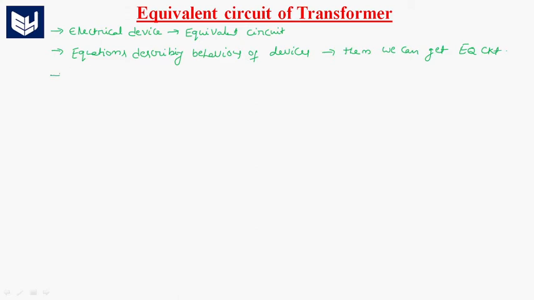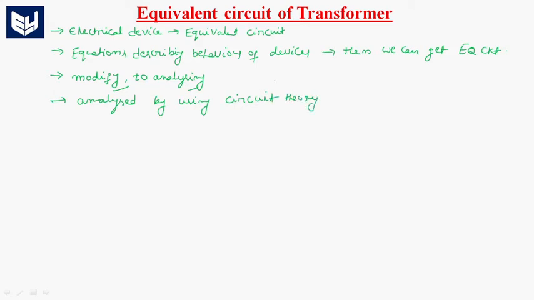By constructing the equivalent circuit, what are the advantages? We can modify the device or analyze the device. Only by analyzing can we modify the device. So by using the equivalent circuit, we can modify and analyze the electrical device. This equivalent circuit is analyzed using circuit theory. Initially we will find the equations describing the behavior of the device.